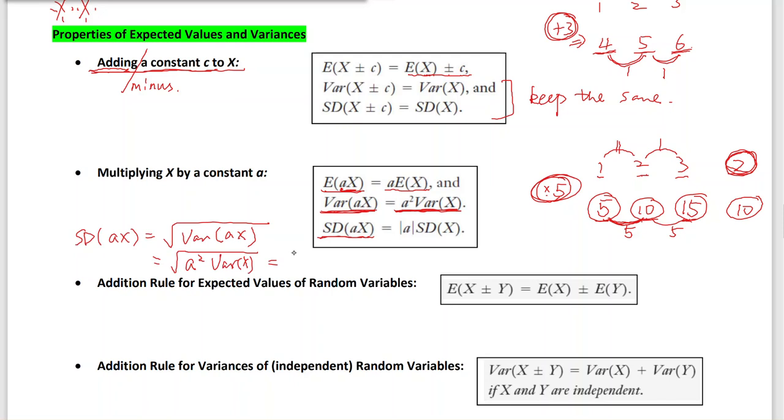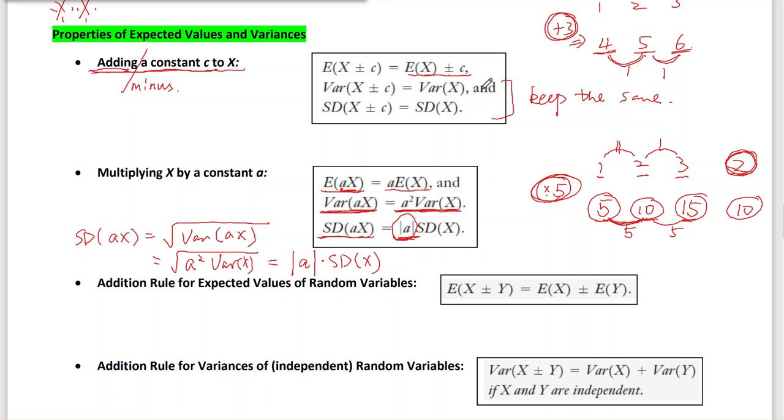And then we'll have the absolute value of A times the square root of the variance of X, which is just the standard deviation of X, right? We need the absolute value because the square root of A squared is not just A, it can be negative A. So we want to make it positive. It will be the absolute value of A times the standard deviation of X.